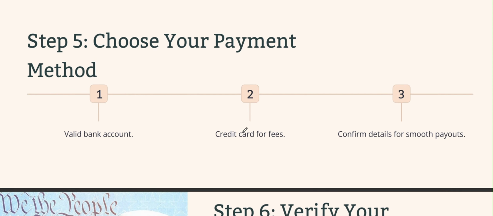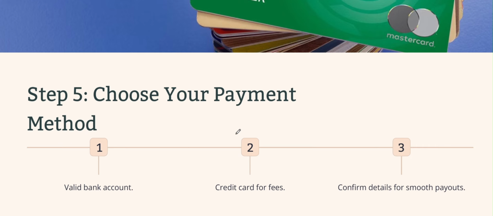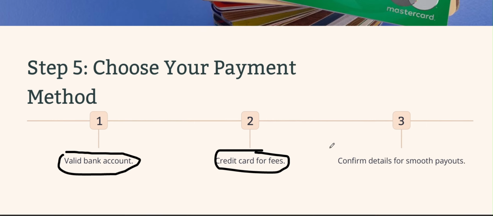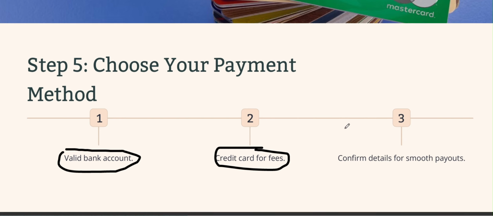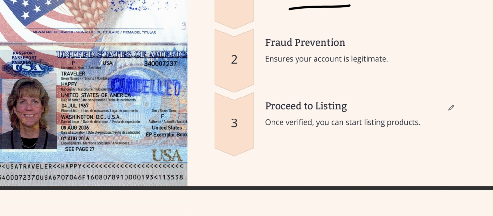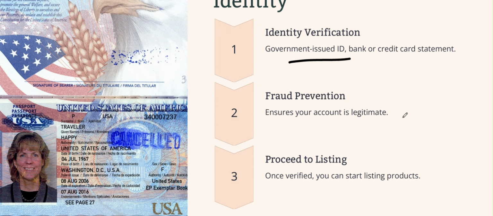After choosing that, you have to choose payment method like valid bank account in which the amount will come. The credit card fees, it means the fees which Amazon will deduct will be deducted from the credit card. The details were confirmed for the smooth payouts. Now verify your identity. Identity verification, government issued ID, bank or credit card statements, fraud prevention. Fraud prevention means that there is no illegal transactions in your account, so that Amazon can proceed it smoothly.